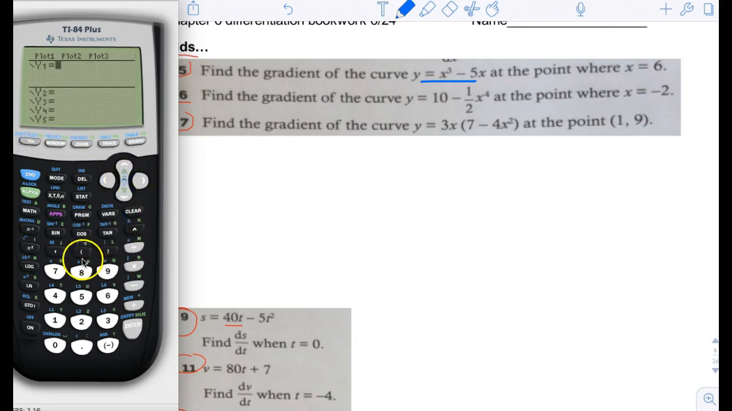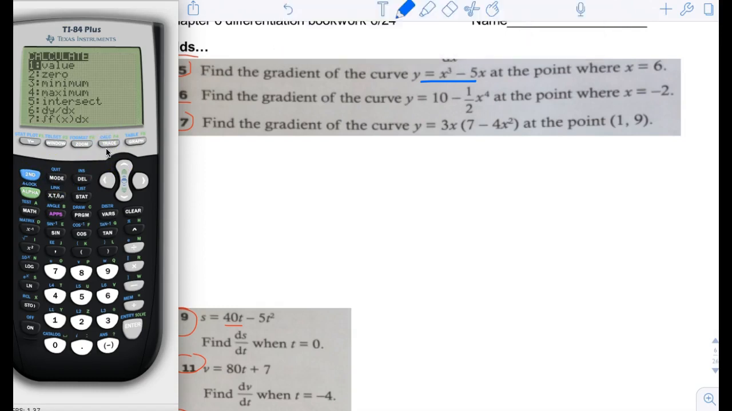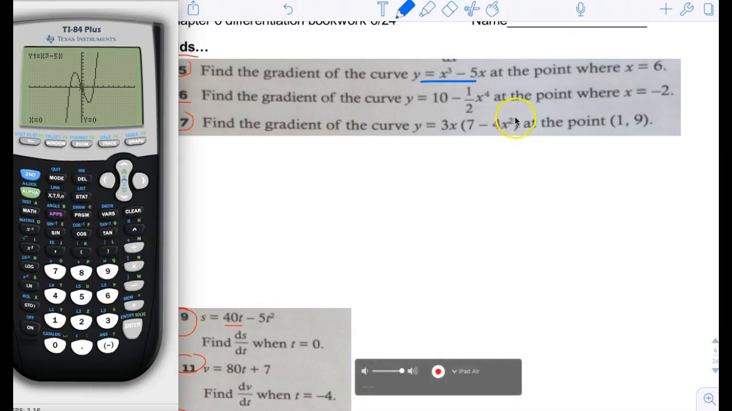So it's going to be x cubed minus 5x, and I'm going to graph it. And you can see that we're not even really graphing it to see what's going on here. We're just graphing it so that we can do the dy/dx function, which is option 6. And then to get the derivative at x equals 6, we just type in 6. So the derivative in this case is 103.